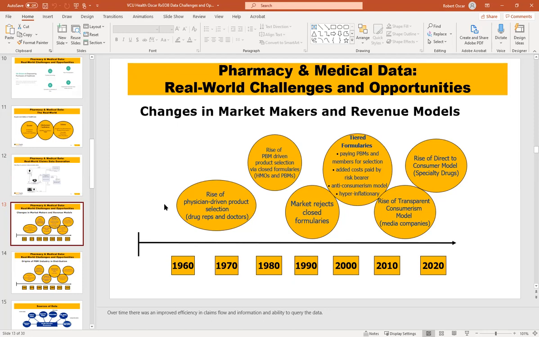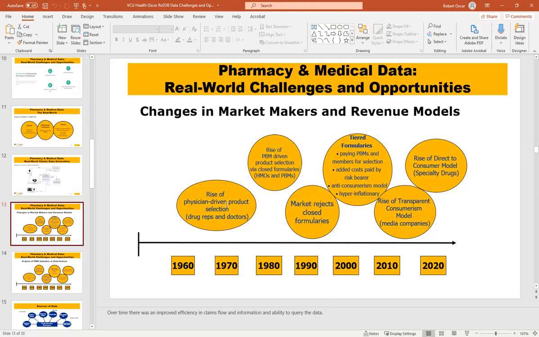I think we still have the problem, but it was an attempt to address the issue of wide availability of dangerous drugs. So in the meantime, what really happened along the timeline was a rise where physicians became the decider of what products to get.